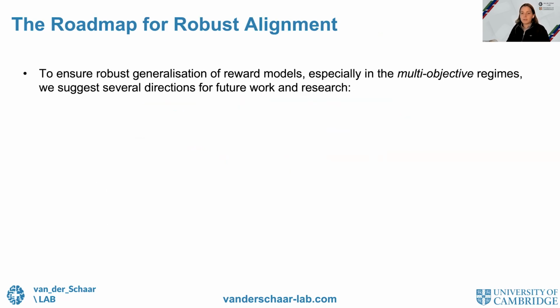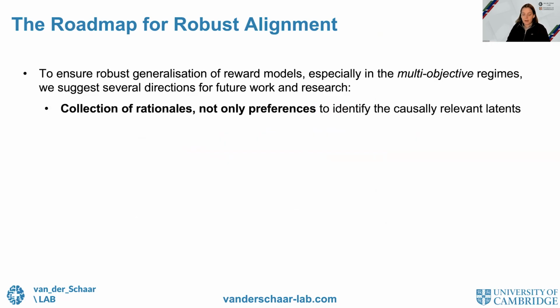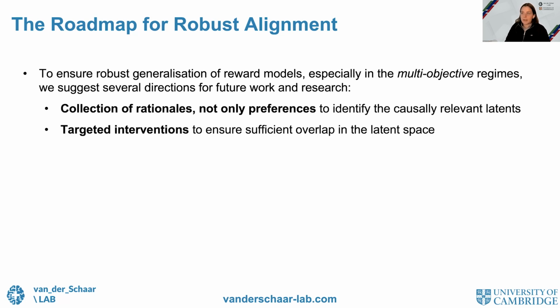So to ensure robust generalization of reward models, especially in those multi-objective regimes, we suggest several directions for future work and research. Specifically, we vouch for more active forms of preference data collection and not just learning from passively observed data. This can be executed, for instance, via collection of rationales and not only preferences to identify the causally relevant features. Then we can also think about performing targeted interventions to ensure there is a sufficient overlap in the latent space.